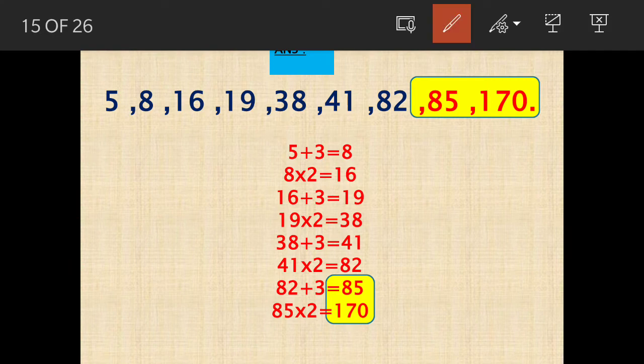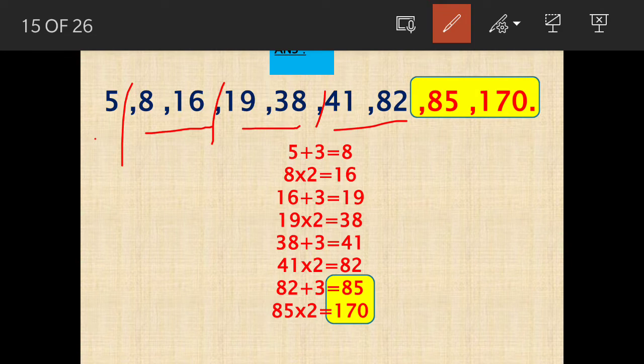Now if you see the series, you can note one thing very clearly. 8 and 16, that means 8 multiplied by 2. 19 and 38, 19 multiplied by 2. 41 and 82, 41 is multiplied by 2. So now we have to find out the difference here, here, and here.